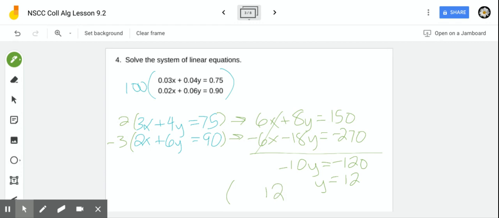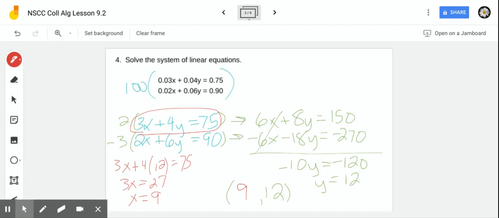So y is 12. Now I need to go back and plug in. Normally we go back and plug into an original, but remember my originals had all those decimals. I don't want to go back to those. So I can come back to one of these. That's okay, that'll work too. So 3x plus 4 times 12 equals 75. Let's see, I'm subtracting 48 from both sides. So I think that's 27. So x equals 9.